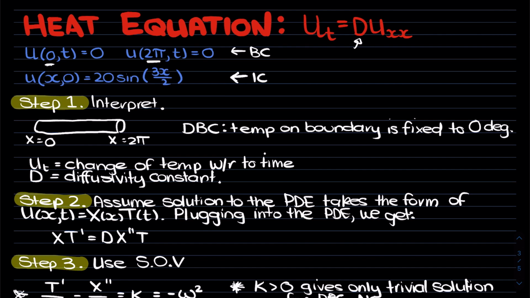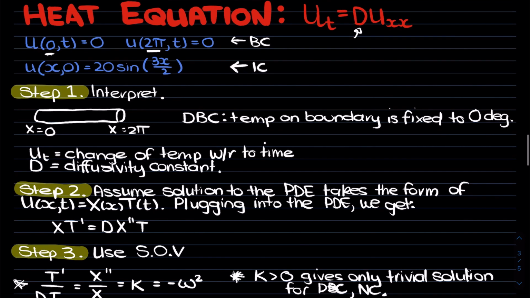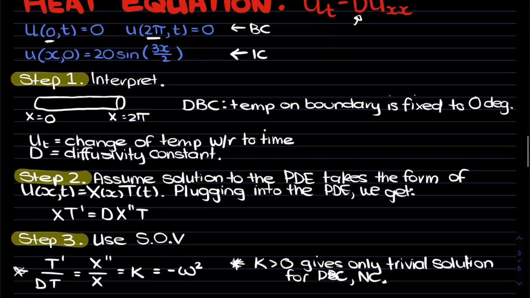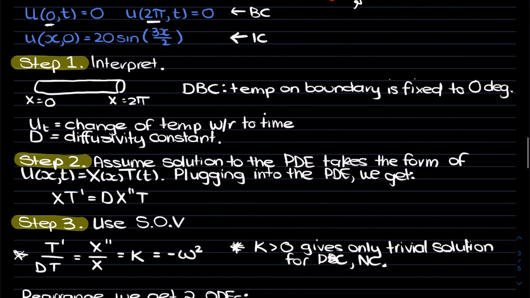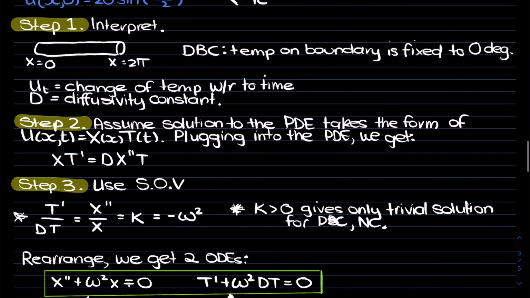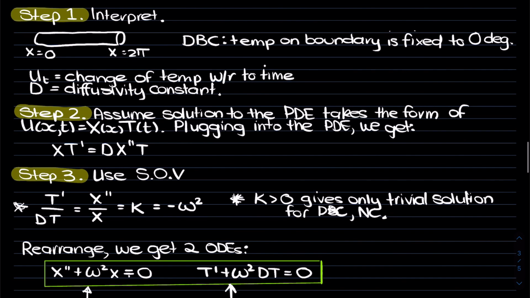So just to recap what we did, the first thing we did was to interpret and make sense of what the actual question was asking us. You'll see that the Dirichlet boundary conditions were homogeneous, so the temperature on the boundary was fixed to 0. For step 2, we assumed the solution took the form of big X multiplied by big T, and we plugged that into the partial differential equation. The reason we assumed this particular solution was because it allows us to use separation of variables.